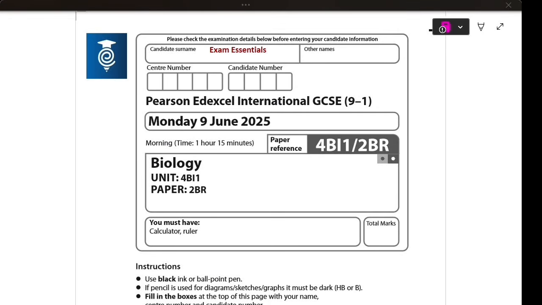Today we will solve IGCSE June 25 Paper 2 R paper. So let's jump right into it.